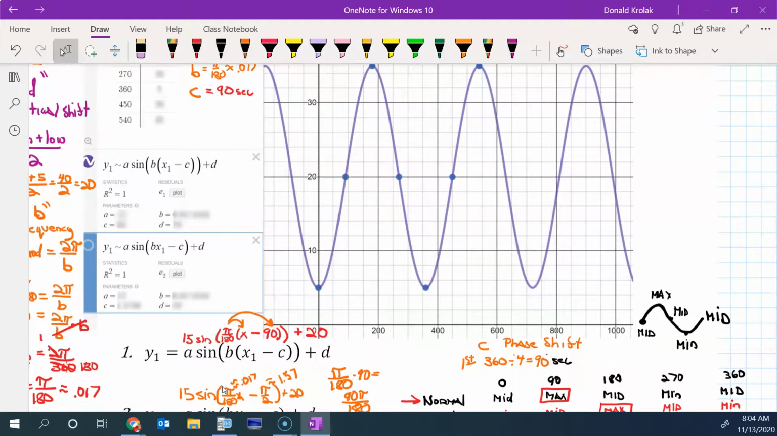Okay, so right down here, we can fill those numbers in. The R squared was 1. That means it's a perfect fit. All right. A, we got 15, like we said. C was 90, like we said. B was 0.017, which we know is pi over 180. And D was 20.